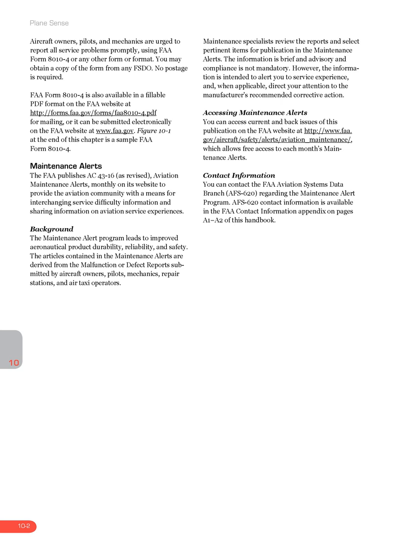at http://www.faa.gov/aircraft/safety/alert/aviation_maintenance/, which allows free access to each month's maintenance alerts. Contact information: you can contact the FAA Aviation Systems Data Branch, AFS 620, regarding the Maintenance Alert Program. AFS 620 contact information is available in the FAA Contact Information Appendix on pages A1-A2 of this handbook.